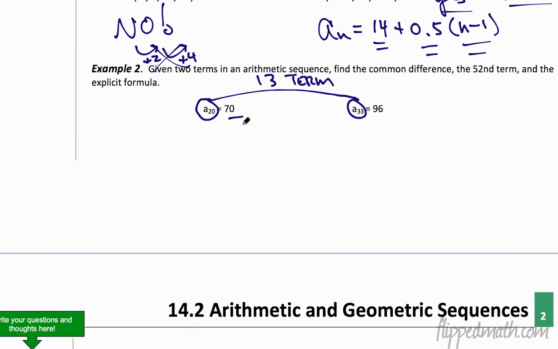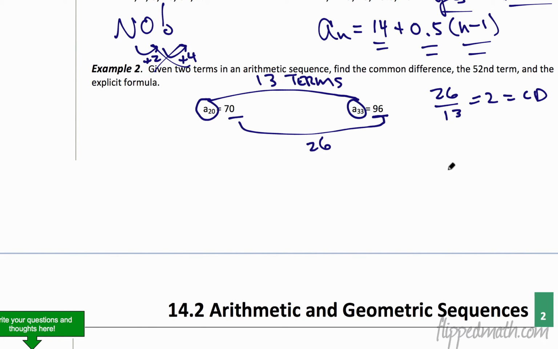And when we go from 70 up to 96, how far is that? Well, that's a difference of 26. All right, so then how much? If you have 13 terms, each step must be what? What's the common difference if you have to go up 26 units here? So that would be 26, we went up 13 terms. That's going to be 2.